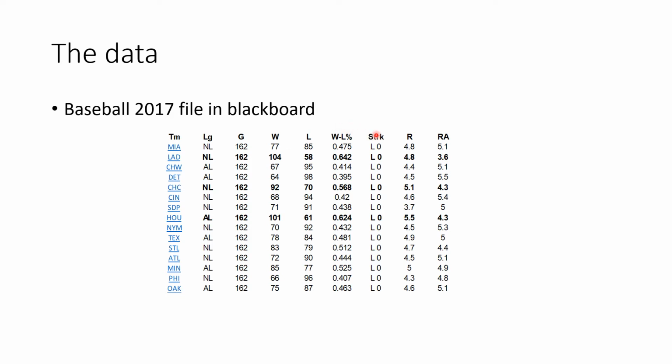This is the streak, and you see they didn't have any streak information here. They could win or lose so many in a row. But this is the average number of runs that each of these teams scored per game. And this is the runs allowed average for each of these teams. You're going to use this data to answer some questions.